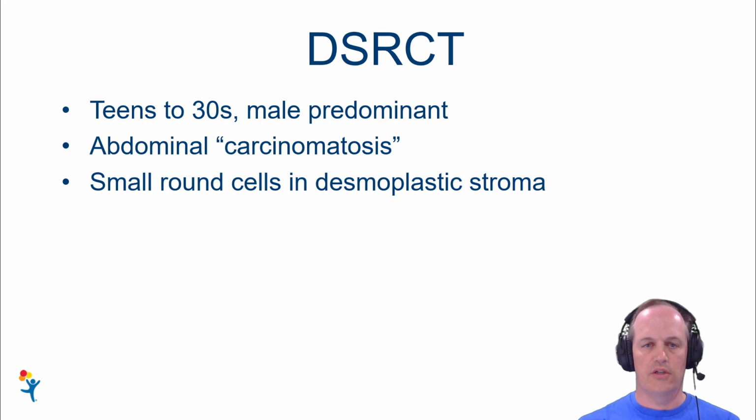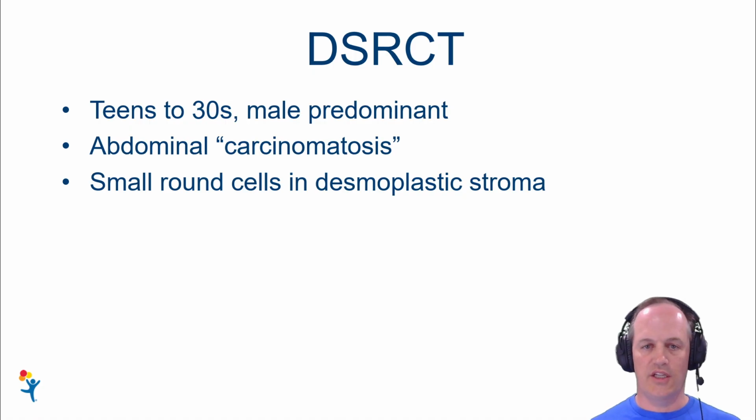Desmoplastic small round cell tumor is going to present in teens to 30s with a male predominance. If you ever hear abdominal carcinomatosis in a patient in this age range, desmoplastic small round cell tumor should leap to the top of your differential. It's pretty rare for patients in their teens to 30s to get a carcinoma, and it's especially rare that that would present at a high stage that is disseminated throughout the abdomen that a radiologist or someone might think is carcinomatosis. So when you hear that, think about desmoplastic small round cell tumor.